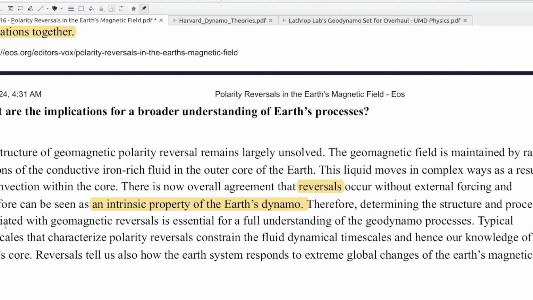Therefore, determining the structure and processes associated with geomagnetic reversals is essential for a full understanding of the geodynamo processes. Typical timescales that characterize polarity reversals constrain the fluid dynamical timescales and hence our knowledge of the Earth's core. Reversals tell us also how the Earth system responds to extreme global changes of the Earth's magnetic field.